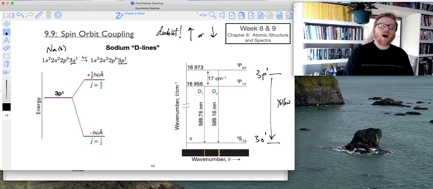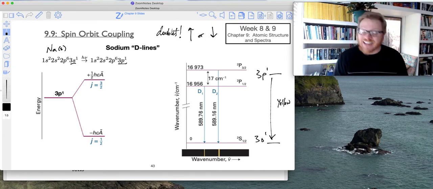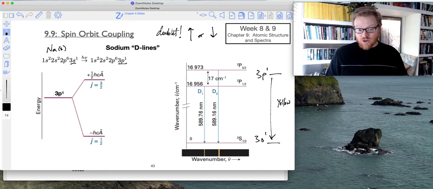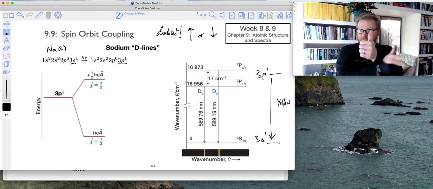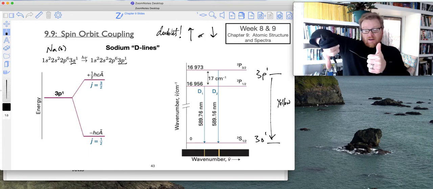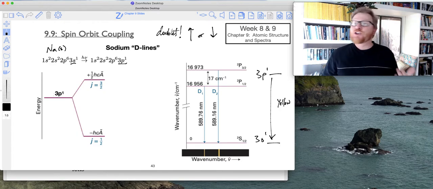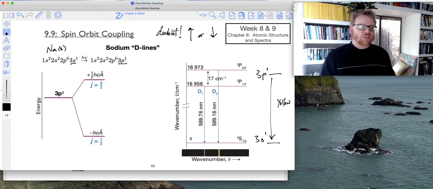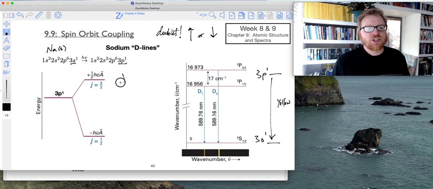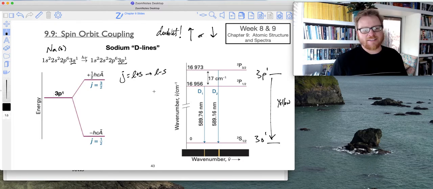Well, as it turns out, because it's a doublet state and its electron spin can be correlated with the angular momentum, as in the high J value, or it can be uncorrelated with the spin angular momentum, the low J value, we actually get two possibilities, okay? And so if you recall, J equals L plus S all the way down to L minus S.